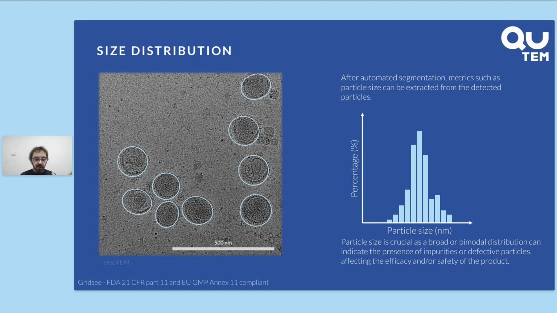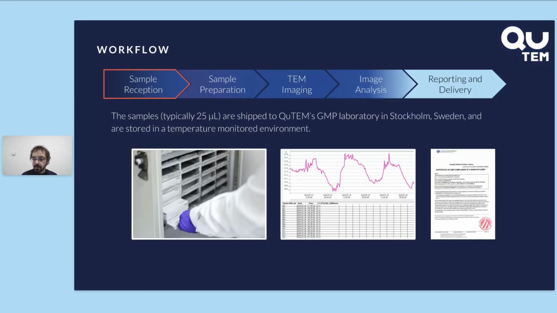So yeah, that's it for a general overview of the different quality attributes that we can perform here at QuTEM for the lentivirus characterization. In the last slides, I would like to tell you a bit more about the workflow, the typical workflow that we have at QuTEM, to give you a better idea of what will happen should you send us some samples.